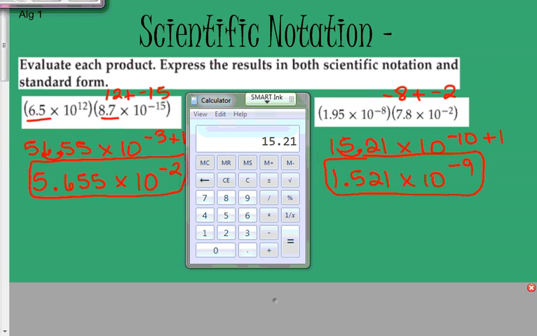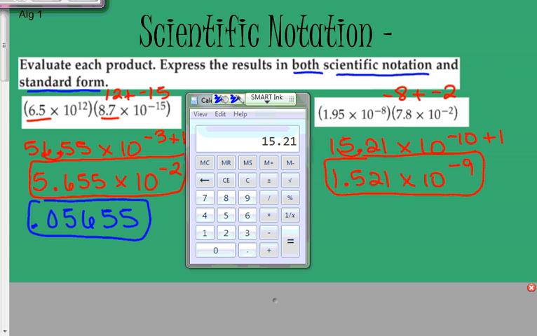Now that we've put them both into scientific notation, I want you to look back at the instructions you're going to see on your paper. We have to write it in both scientific notation and standard form. So we're going to change this to standard form. The first one, 5.655, we're going to move the decimal back to the left 2 times. So it will go 0.05655. Whoops, that looks bad. And that's our other answer.